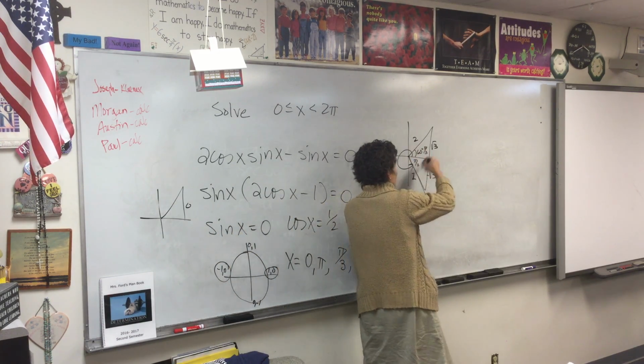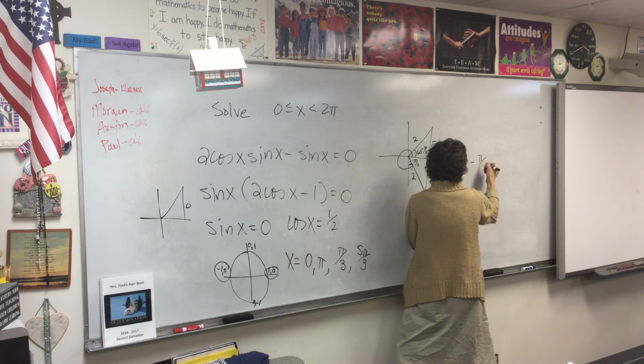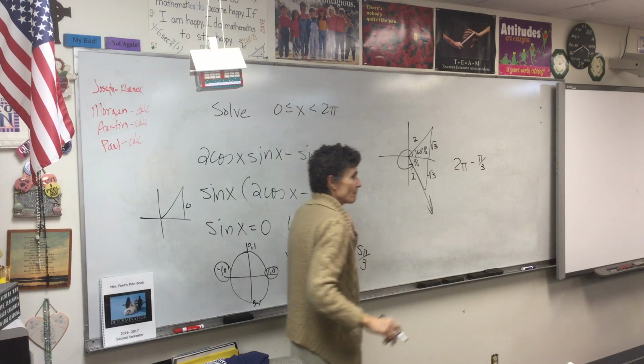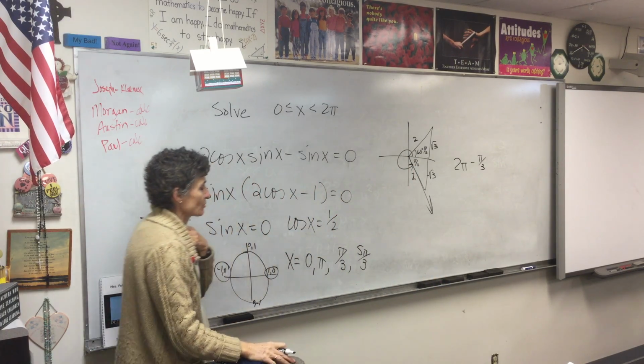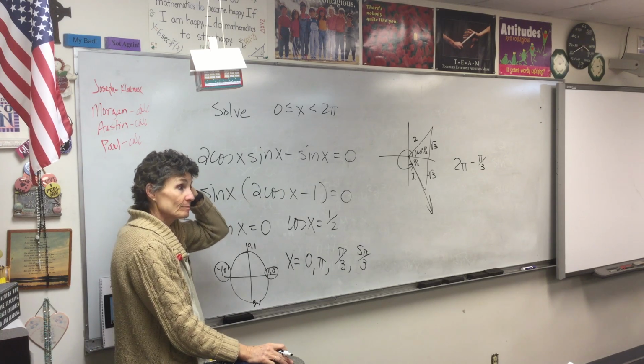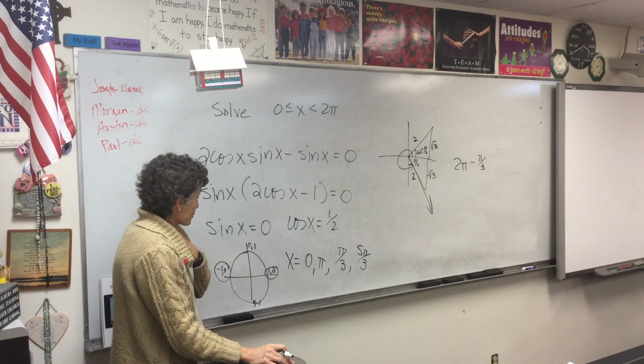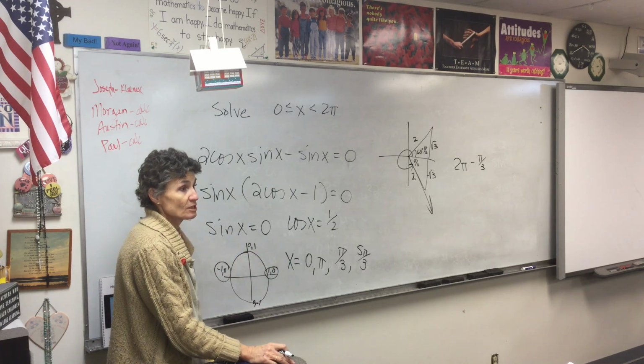What's all the way around, Rachel? I just told Rachel, what's all the way around? 2 pi minus 1/3. What's 2 pi minus 1/3? What's 2 minus 1/3? 1 and 2/3, which is 5/3. Right. So there are the 4 answers to this problem.